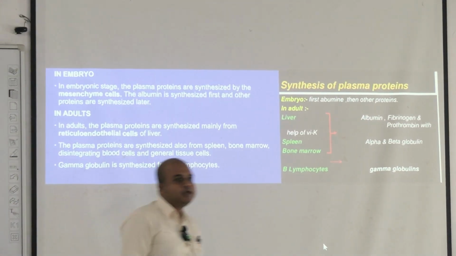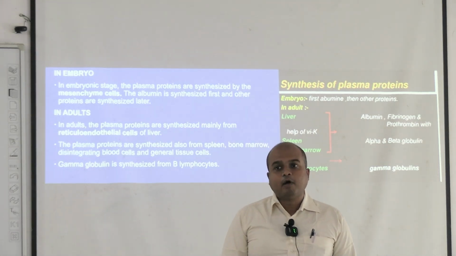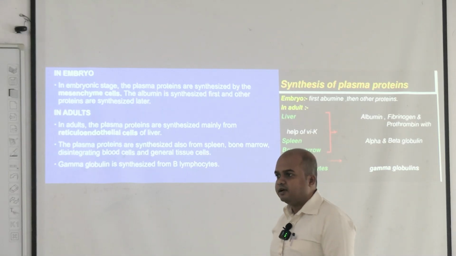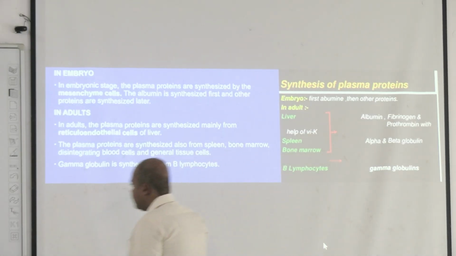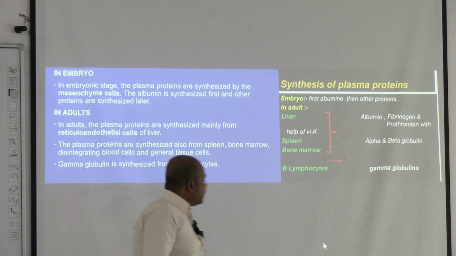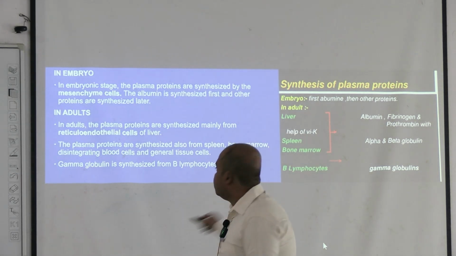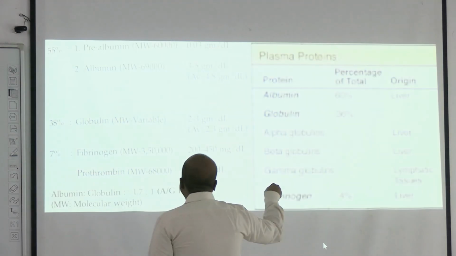Only one type of plasma protein, gamma globulin, is synthesized from B lymphocytes, which are a type of white blood cells. So albumin, globulin, fibrinogen; among globulins, these are separated by electrophoresis. On the basis of electrophoresis, there are alpha globulins, beta globulins, gamma globulins. These gamma globulins are formed from B lymphocytes. Alpha and beta globulins are from the liver, though some may be from spleen and bone marrow also, but most plasma proteins are from the liver.